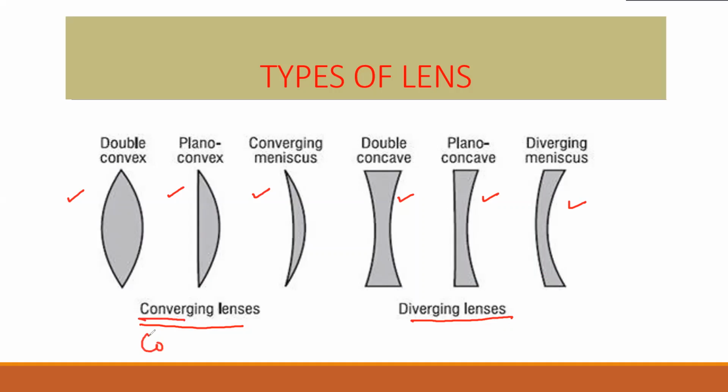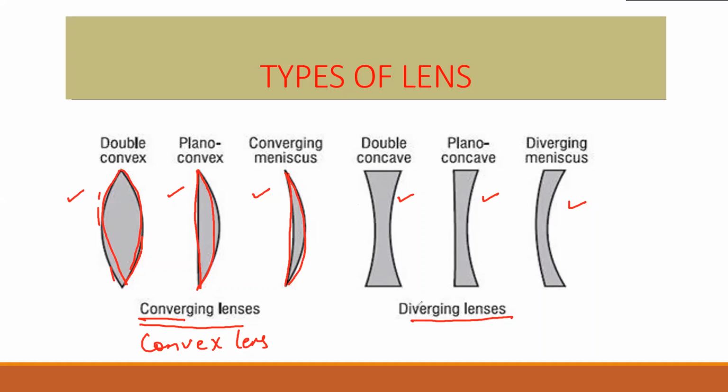Now, converging lenses, when I'm talking about converging, so using the first letters of this word converging, the lens can also be called by name as convex lens. This is double convex. Both the sides are bulging out. Plano, one side is plain and other side is bulging out. Converging meniscus is like this. Converging meniscus, converging at one point.